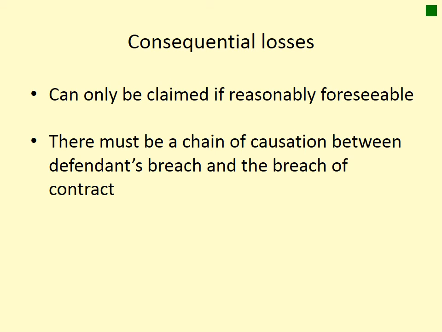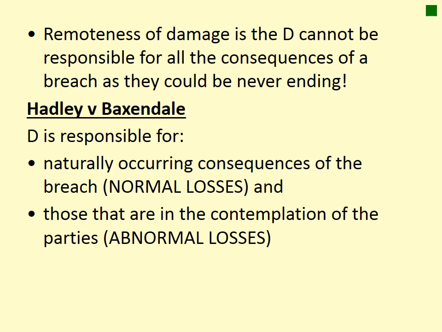Consequential losses can only be claimed if they are reasonably foreseeable, and there must be a chain of causation between the defendant's breach and the loss. Remoteness of damage is that the defendant cannot be responsible if the consequences are not foreseeable or they're too remote, because the consequences could be never ending. And this is illustrated in the case of Hadley and Baxendale.